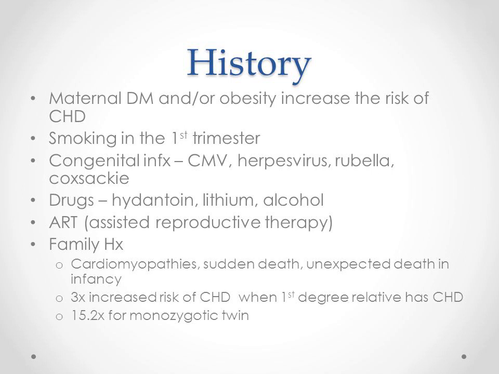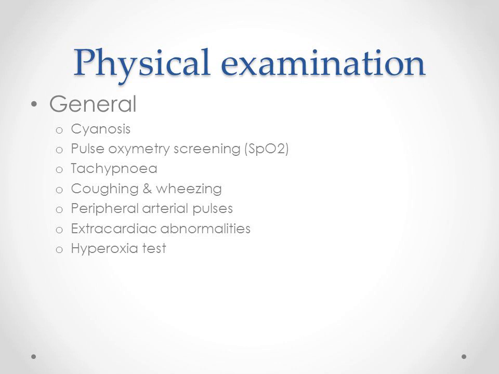Smoking in the first trimester. Congenital infections: CMV, herpes virus, rubella, Coxsackie. Drugs: hydantoin, lithium, alcohol. ART, assisted reproductive therapy. Family history: cardiomyopathies, sudden death, unexpected death in infancy. 3x increased risk of CHD when a first-degree relative has CHD, and 15.2x for a monozygotic twin.